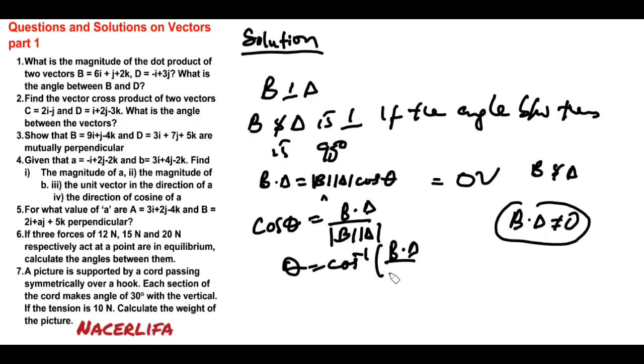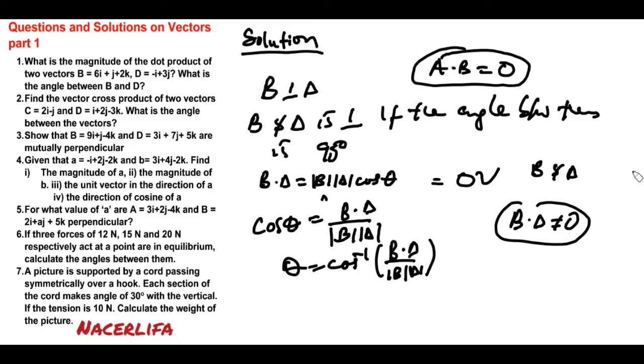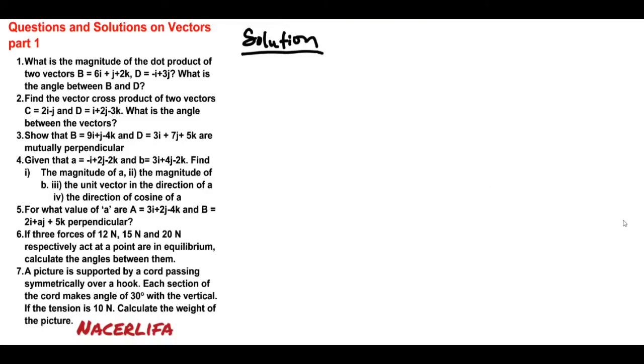If this gives you 90 degrees, it shows that this and this are perpendicular. Or you can follow it using our previous convention that a dot b should give 0 for it to be what? Perpendicular. So b and d are not what? Mutually perpendicular.